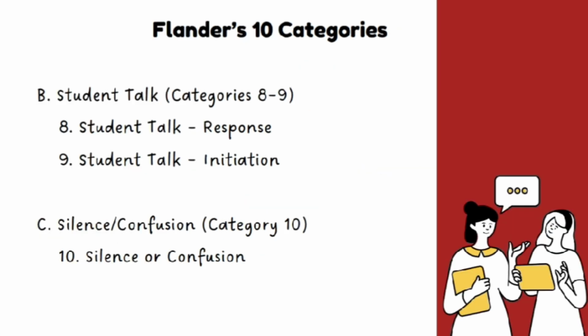Now, for the next categories, the student talk response. This is where students respond to the teacher, usually within the teacher's structure. And for the student talk initiation, this is where students initiate ideas, ask questions, or express opinions voluntarily. Now, for the last category, which is silence or confusion, this is a moment of pauses, quiet moments, confusion, or situations where interaction is unclear.